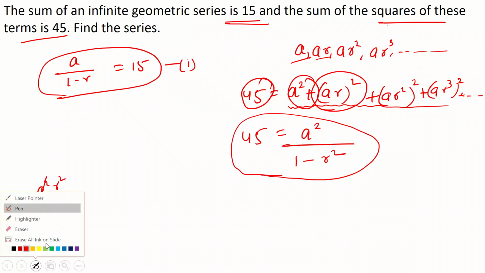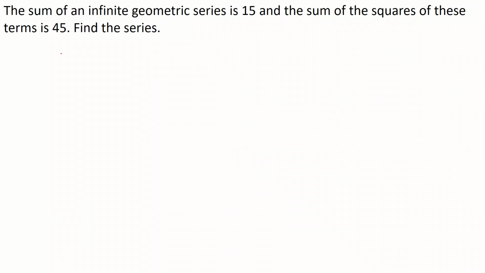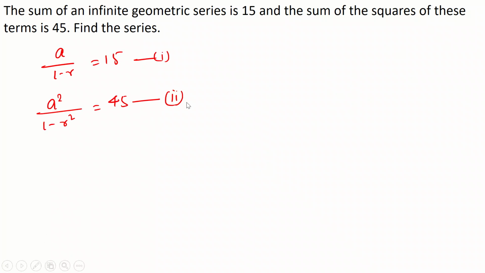Let me write these two equations clearly again for your understanding. A by 1 minus r is equal to 15, equation number 1, and a squared by 1 minus r squared is equal to 45. I have two equations, and with these two equations I can solve them together to find out the values of a and r. So let's quickly do that. What I do is I square the first equation first. So if I square this, I get a square by 1 minus r the whole square is equal to 225.